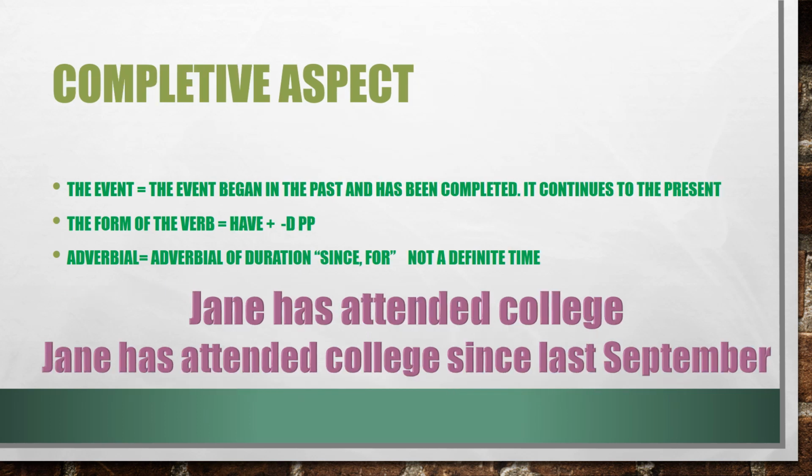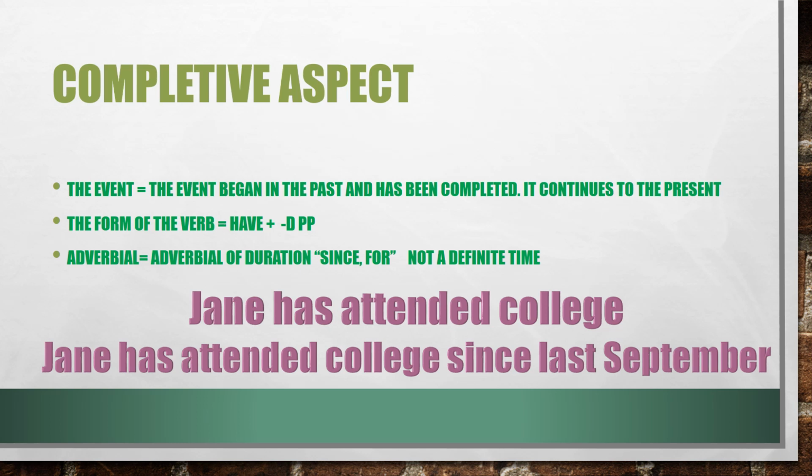The third type is the completive aspect. As the name suggests, it is what? Completed. The event here is completed. It begins in the past and ends in the past also, or it continues to the present. The form of the verb is have plus the past participle. Have can be have, has, or had, all three forms. As for adverbials, it can have duration or no adverbs. With duration we of course use since and for, and this is very obvious in the perfect tenses.